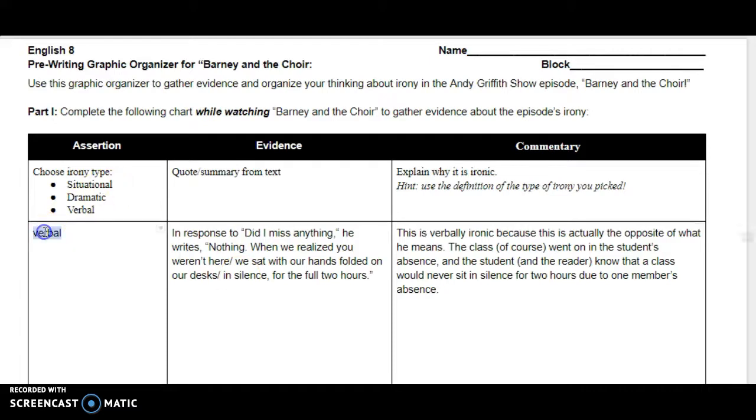So maybe I found an example of verbal irony and I know the exact moment. And remember, this is where I can explain why I know for a fact this is an example of this type of irony. Now watch what I'm going to do. These are technically going to be my first 3 parts of my paragraph. This will be part of my assertion, this will be part of my evidence, and this will be the beginning of my commentary. Let me show you.